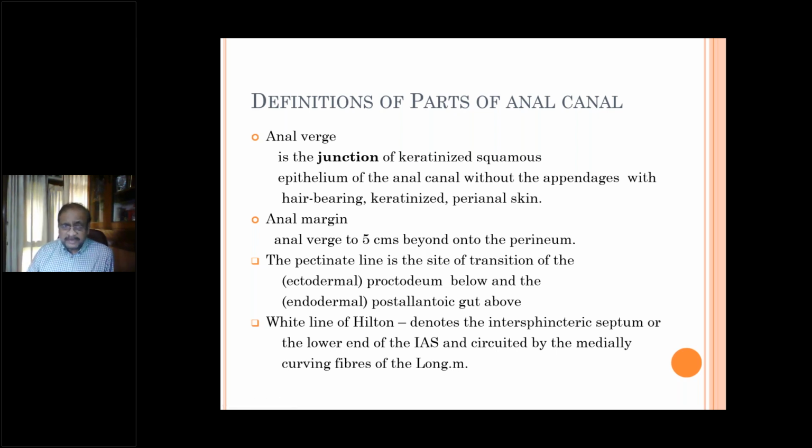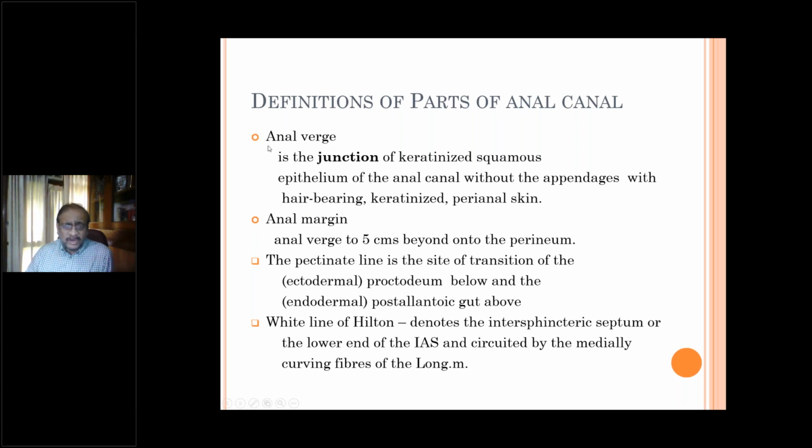What is the pectinate line? The pectinate line, also known as the dentate line, is the site of transition between the endodermal part, the post-allantoic gut, and the ectodermal part, the proctodeum. So that is the junctional area. We know that. What is the white line of Hilton? We will be referring to that. The white line of Hilton basically denotes the intersphincteric septum, or the lower end of the internal anal sphincter, encircled by the medially curving fibers of the longitudinal muscle. I'll tell you more in a future slide. So now we know these four things: anal verge, anal margin, pectinate line, white line of Hilton.